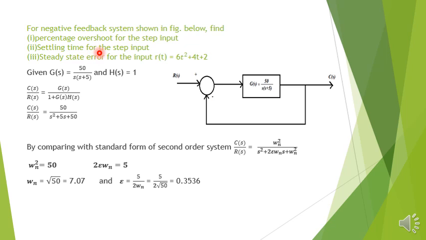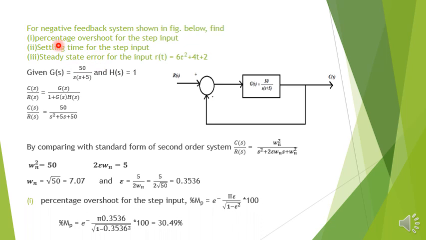So once we get zeta and omega n from the given data, now we can find out maximum overshoot and settling time. For the first one, percentage overshoot, for the step input, is equal to e to the power minus pi zeta by root of 1 minus zeta square, into 100. By substituting zeta value as 0.3536, we will get 30.49%. You can calculate using a calculator, so you will get 30.49%.